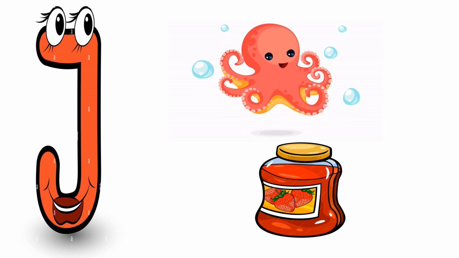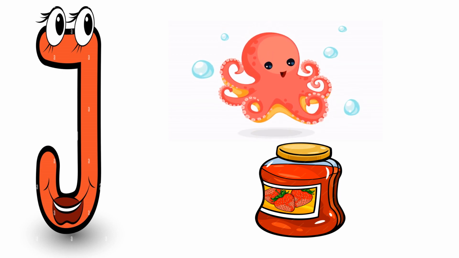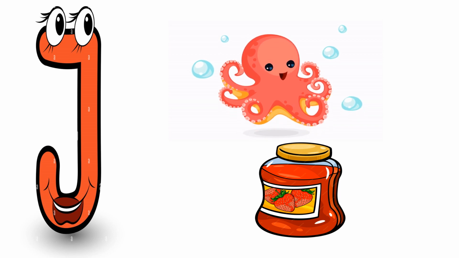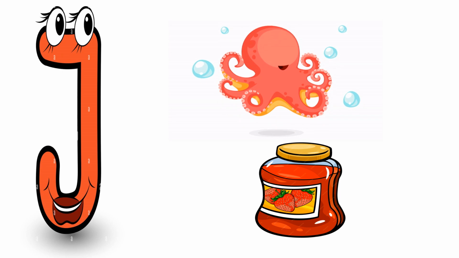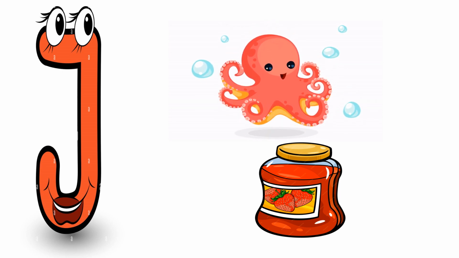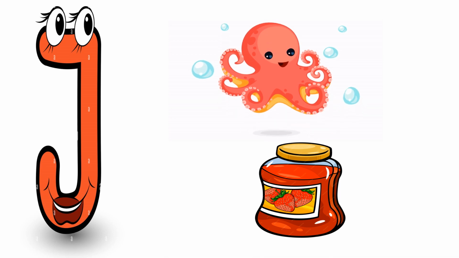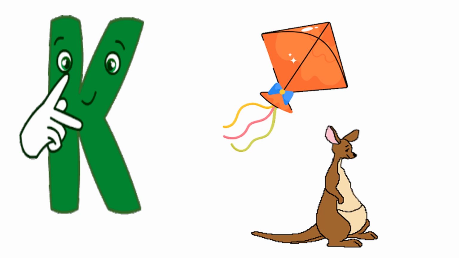Alright students, which letter is this? Yes, right you are. It's J. J says j. J, jellyfish. J, jam. So in all these words, which sound is coming? J. Alright.